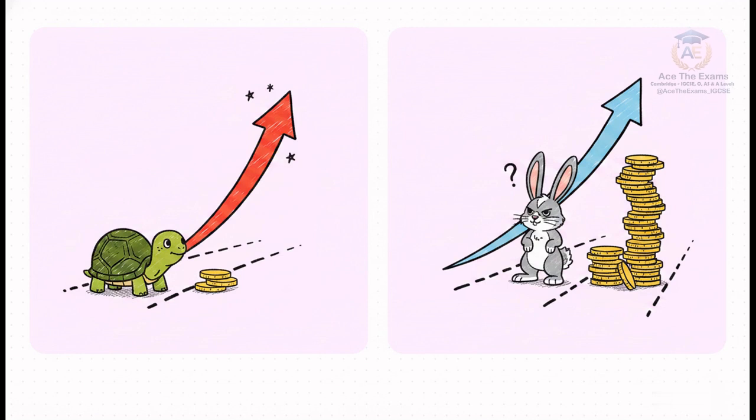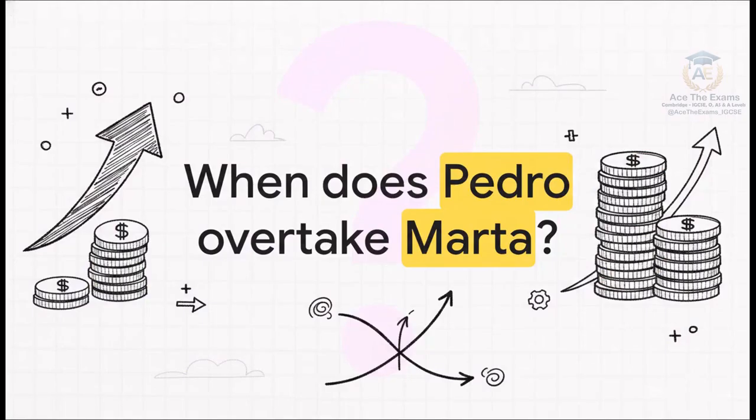Now, assuming neither of them withdraws any money, we are witnessing the great investment race. So, the burning question is, when exactly does Pedro overtake Marta? Marta starts with $1,500 more, but Pedro's money is growing faster.